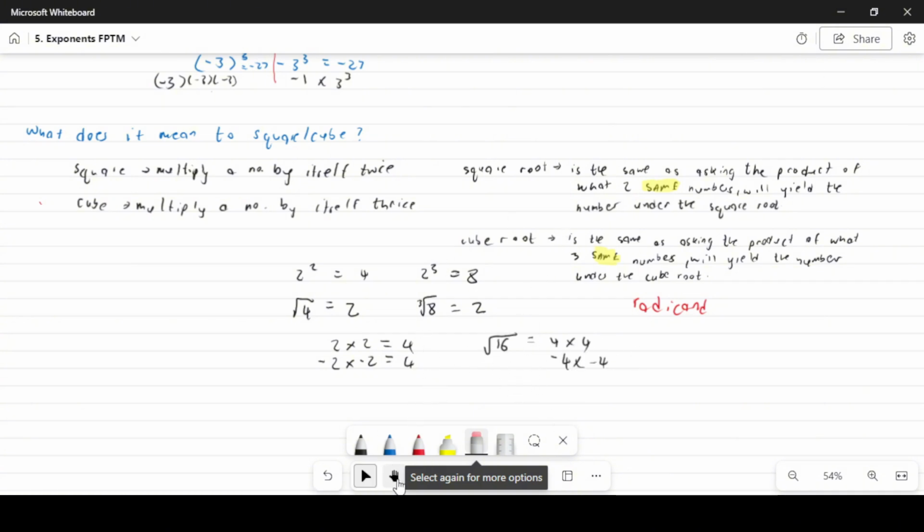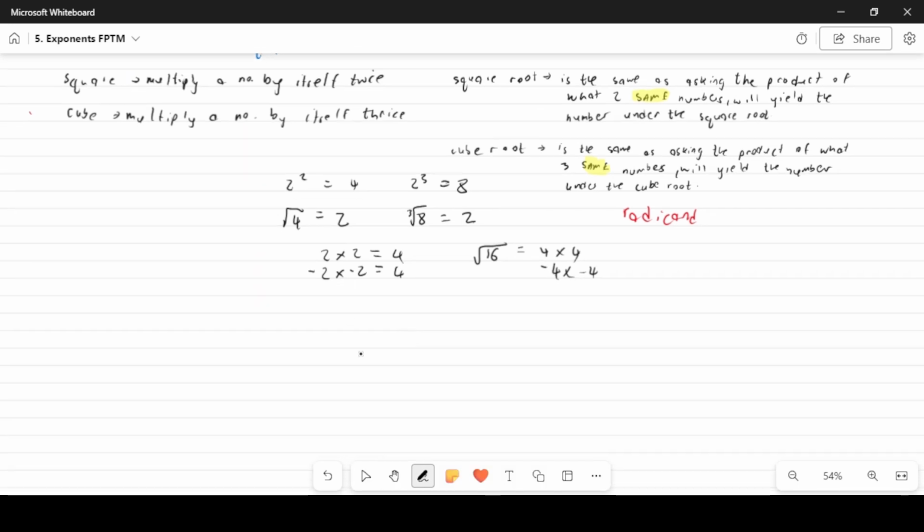This is the way we look at it. There are two cases, and this is only applicable when you're given the square root. When you're given the cube root, you don't have to worry, because 2 times 2 times 2 can only give you 8. You can't say -2 times -2 times -2, because that will give you -8. So it's only when you're given the square root, and this is what you need to remember.